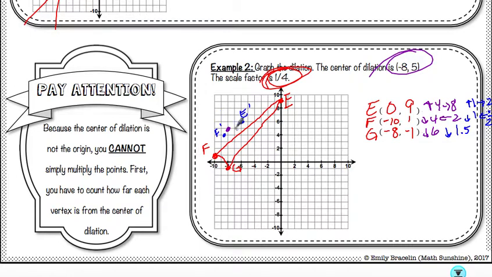So instead of going down 6, I'm going to go down 1.5. 1.5 is here. That's G prime. And then you connect the dots, and it's a little bit ugly, but if I had connected them in a nice, pretty way, see how small this triangle is? It is 1/4 the size of the triangle that we started with.